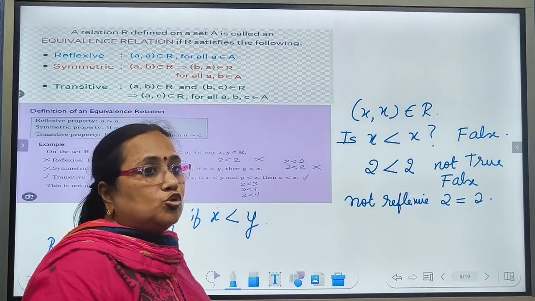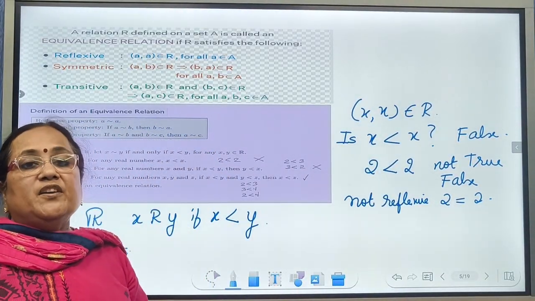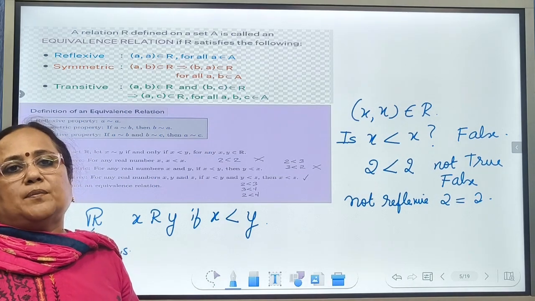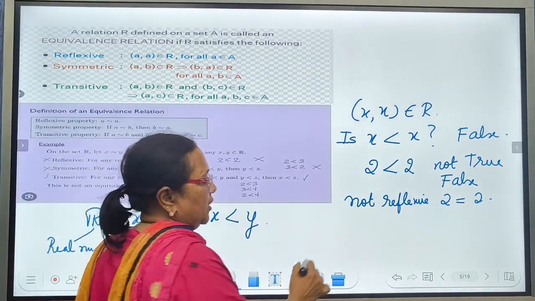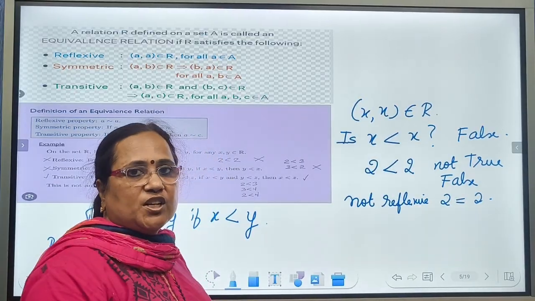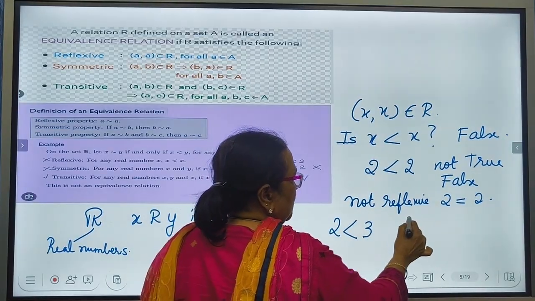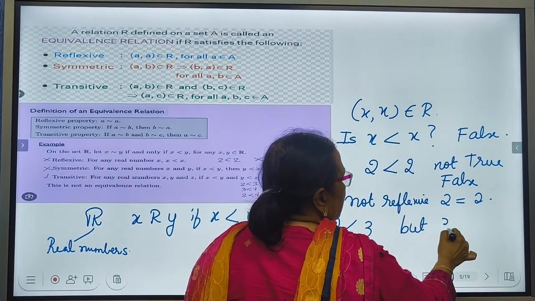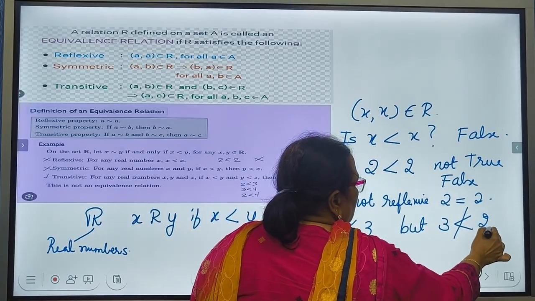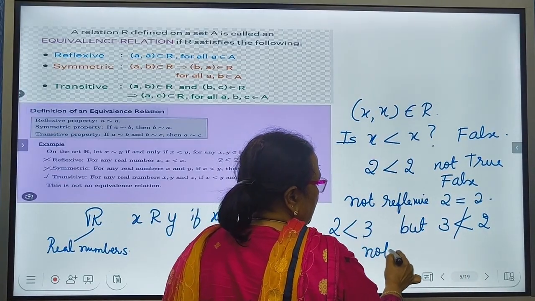Now, is it symmetric? To disprove a statement, even if you can come up with one counter example, it is sufficient. To prove a statement, you have to give a general proof. So, if 2 is less than 3, we know that, but 3 is not less than 2. So, not symmetric.